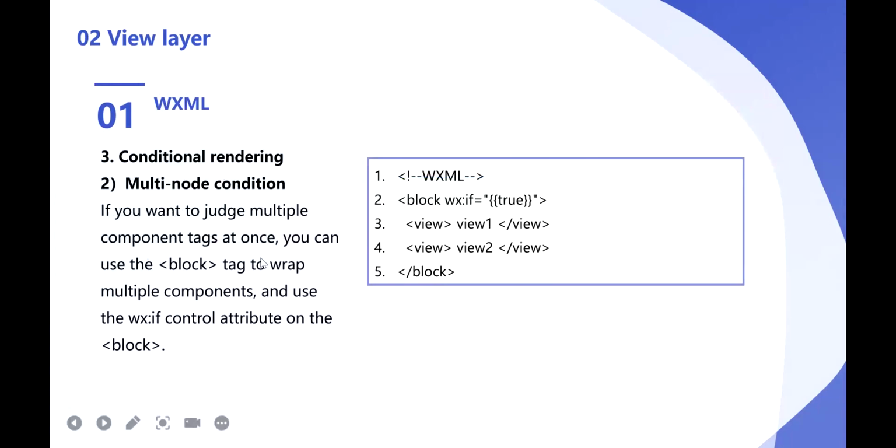We can have a multi-node condition. If we want to judge multiple component tags at once, we can use the block tag to wrap multiple components and use the wx:if control attribute on the block. You see here an example.